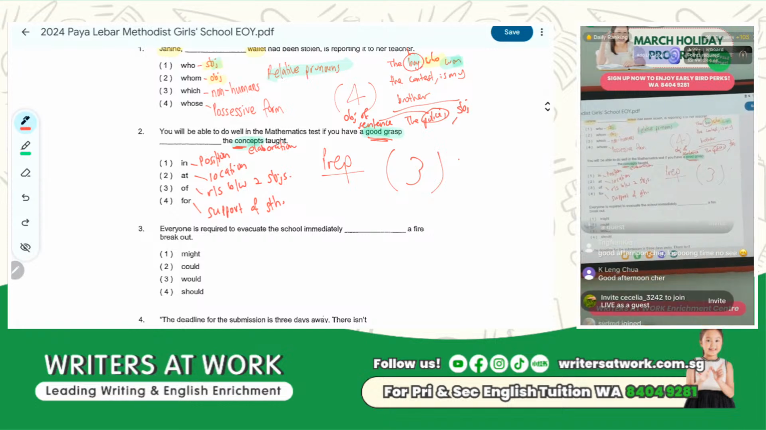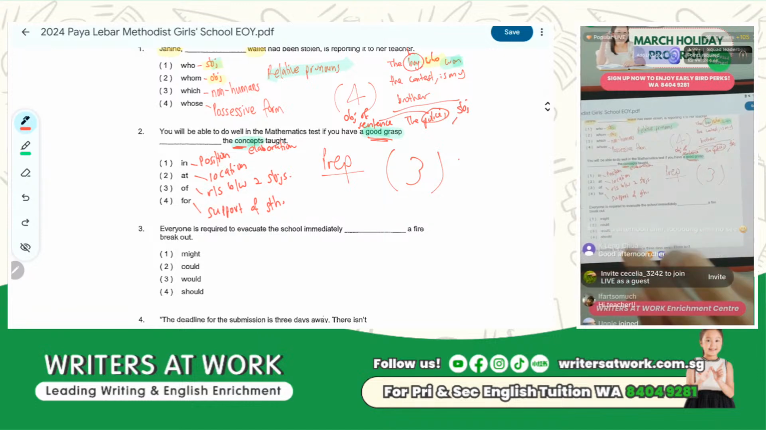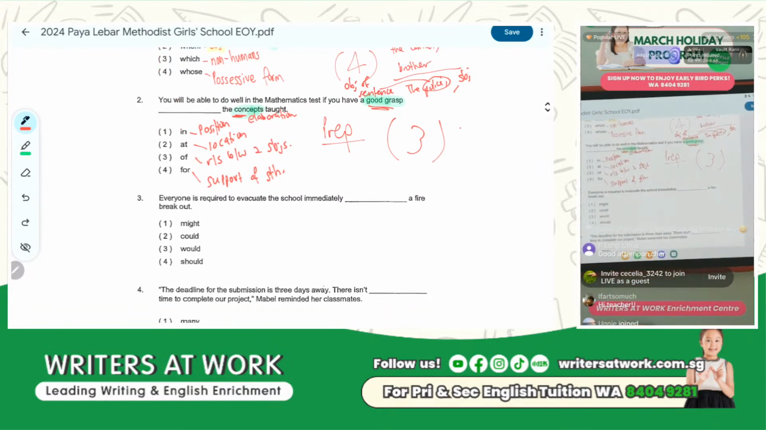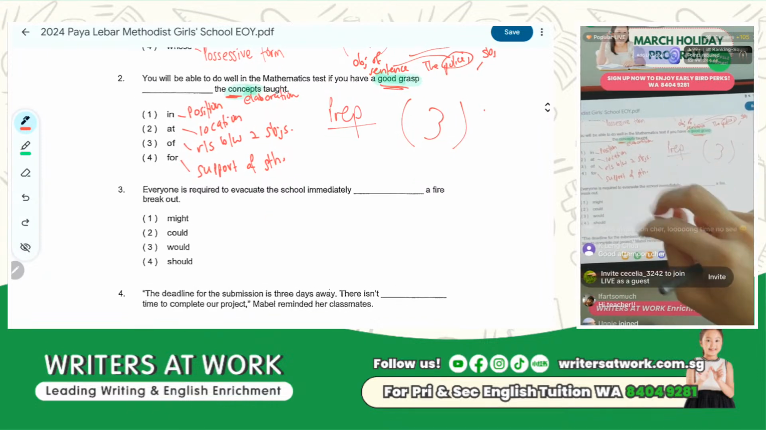Okay, moving on. Let's take a look at question 3. Everyone is required to evacuate the school immediately. Dash, a fire might break out.